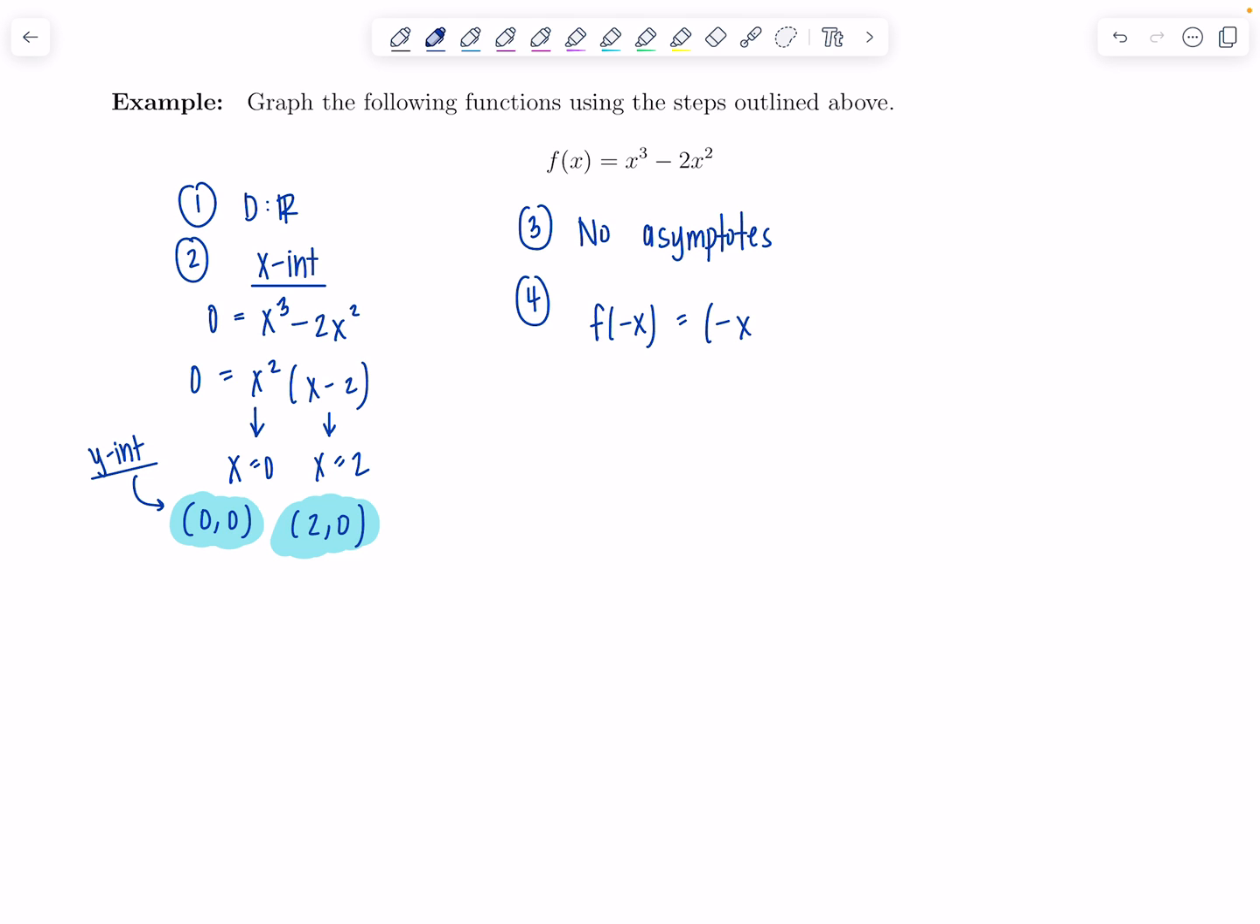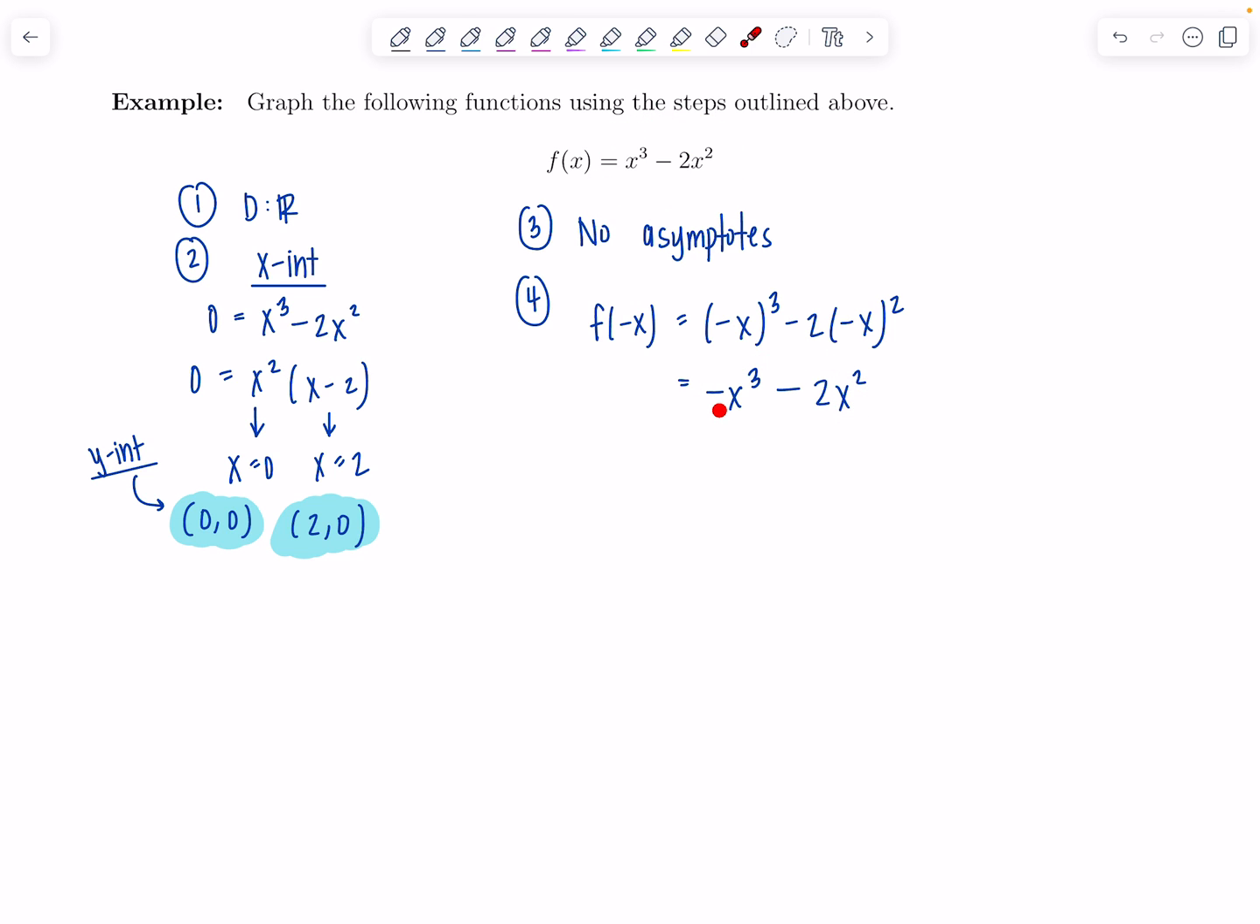So this would be negative x cubed minus 2 times negative x squared. So this will be negative x cubed minus 2 times now positive x squared. Okay, that's simplified. Now what I do is I compare this result with the original function. If it's exactly the same as the original function and nothing changed, that means f of negative x equals f of x and my function's even. If it changes by getting multiplied by a negative, so if it's the opposite of my original function, then we say f is odd.